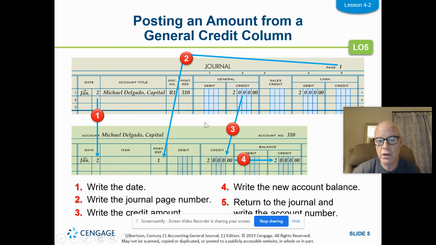And we're going to return to the journal and write 310 in as the post reference for Michael Delgado Capital to show that we've posted that to that account. We want to be able to cross-reference and go back and see if we have any questions about any problems with our accounting system. We've properly documented both the page number of the general journal page on our general ledger, and we put the account number in there, 310, post reference into the multi-column journal.